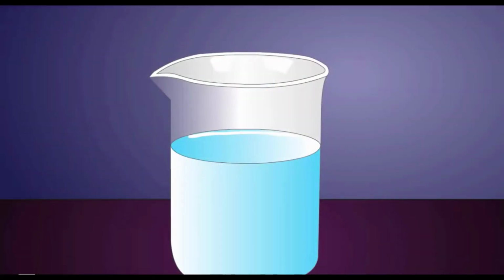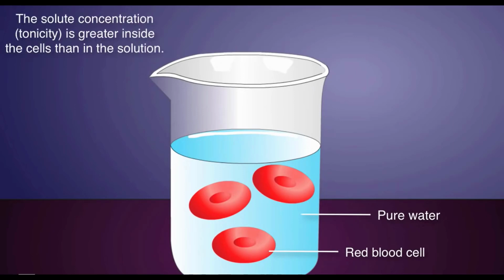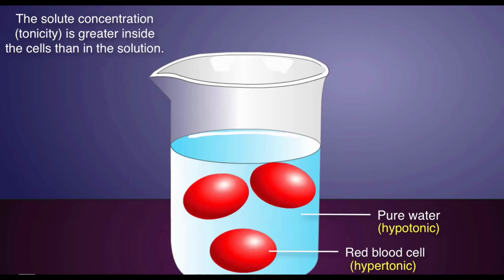To demonstrate how tonicity affects a cell, let's place some red blood cells into a beaker containing pure water. In this case, the solute concentration is greater inside the cells than in the surrounding water. In other words, the contents of the cells are hypertonic in relation to the hypotonic contents of the beaker. Because of this, osmotic pressure results in the diffusion of water across the membrane and into the cells. Over time, if enough water enters the cells, the cell membranes may burst. This is called lysis.